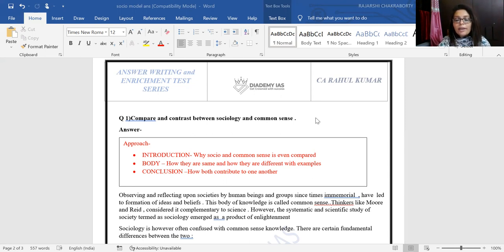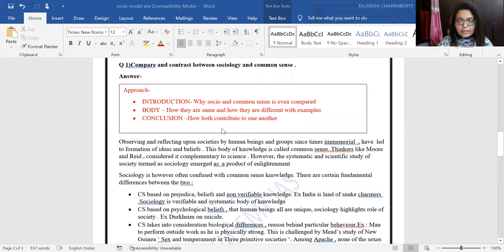Or, American women smoke more. That's common sense, but that's not sociology. Sociology will always question the existing body of knowledge, and that's the main point of difference between sociology and common sense. So in the introduction, you have to speak about how these two emerged, upon observing and reflecting upon societies.